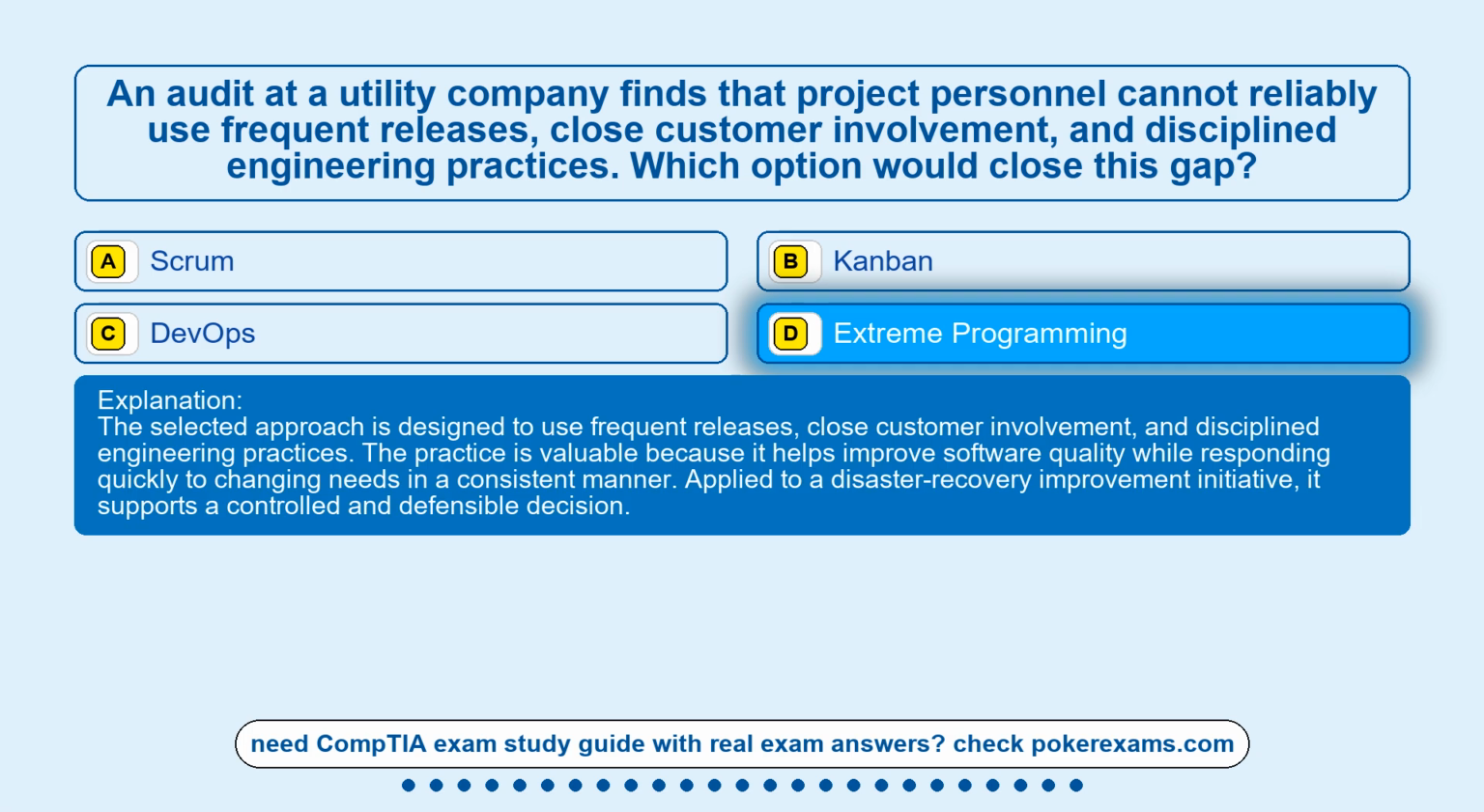The selected approach is designed to use frequent releases, close customer involvement, and disciplined engineering practices. The practice is valuable because it helps improve software quality while responding quickly to changing needs in a consistent manner. Applied to a disaster-recovery improvement initiative, it supports a controlled and defensible decision.